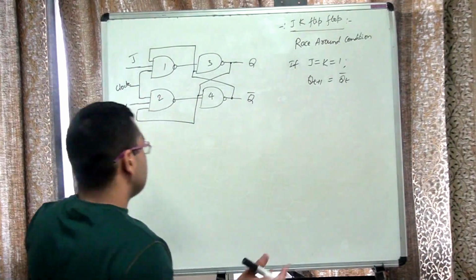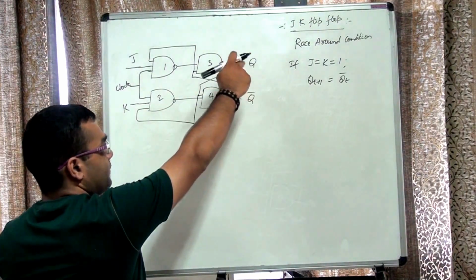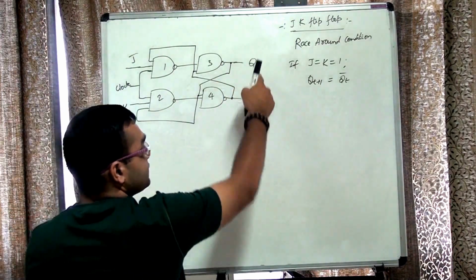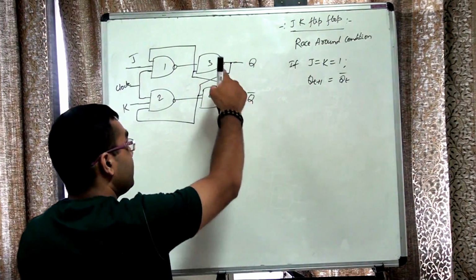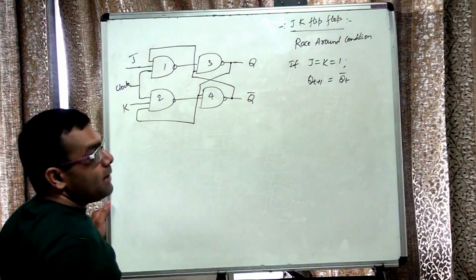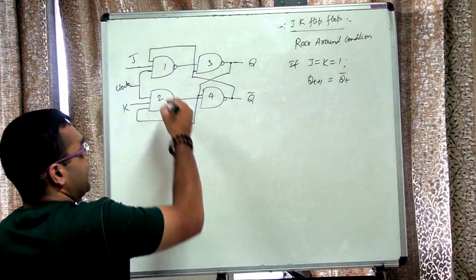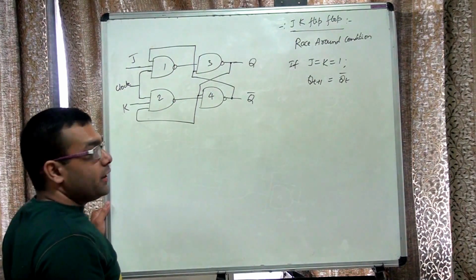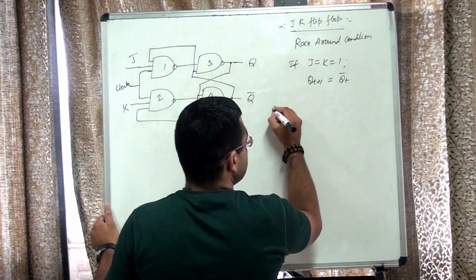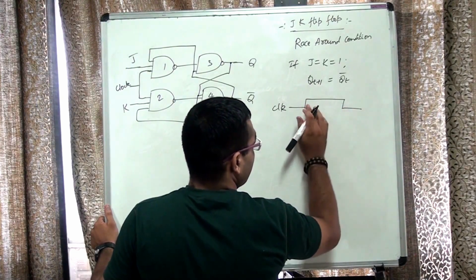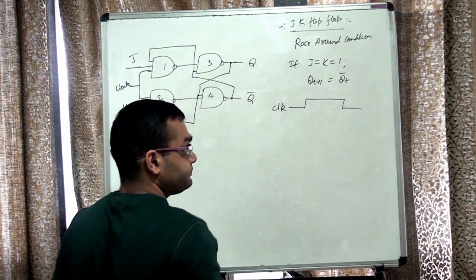Now let us see, these values are propagating from the output back to the inputs. That is, the outputs of gates number 3 and 4 are propagating through these feedback paths back to the inputs of gates number 1 and 2. You can see it in the diagram. So let us consider a situation where our clock is 1 in this duration.